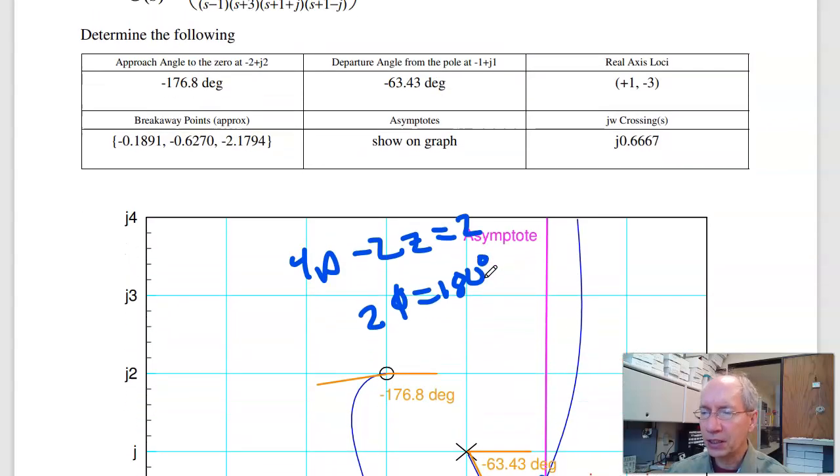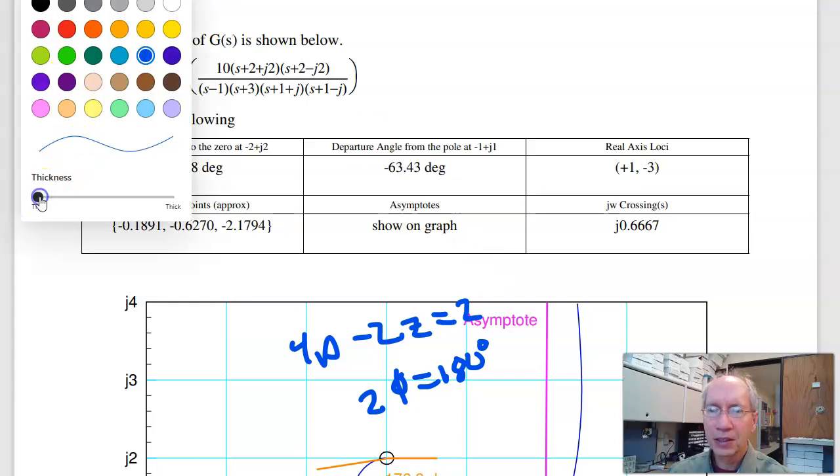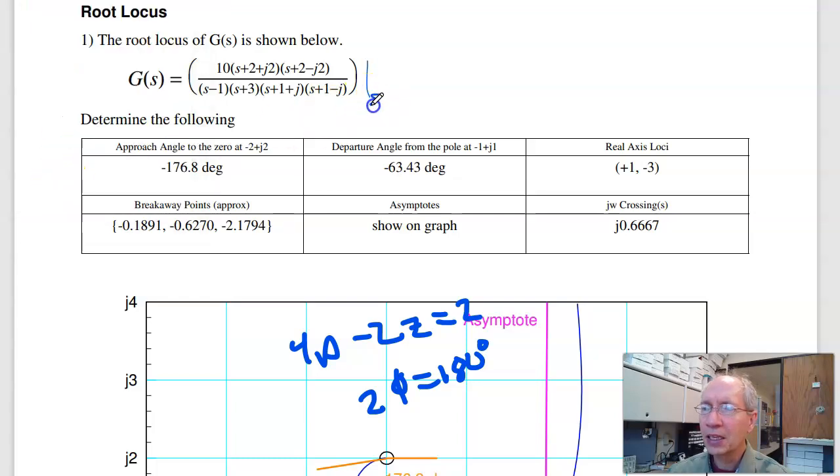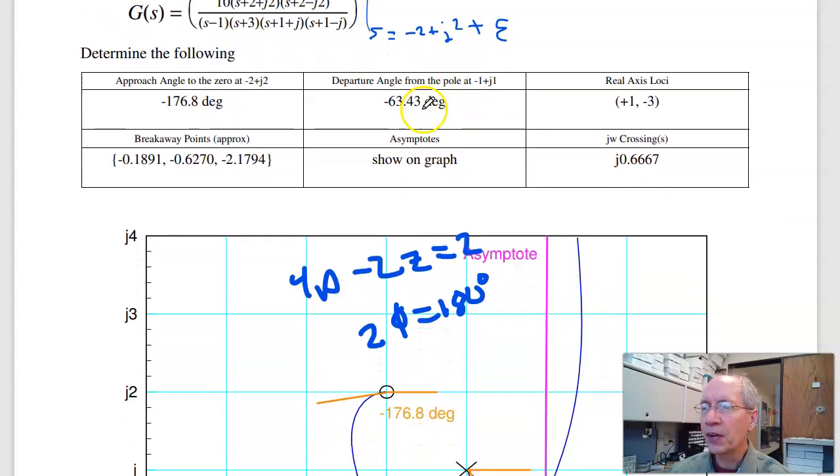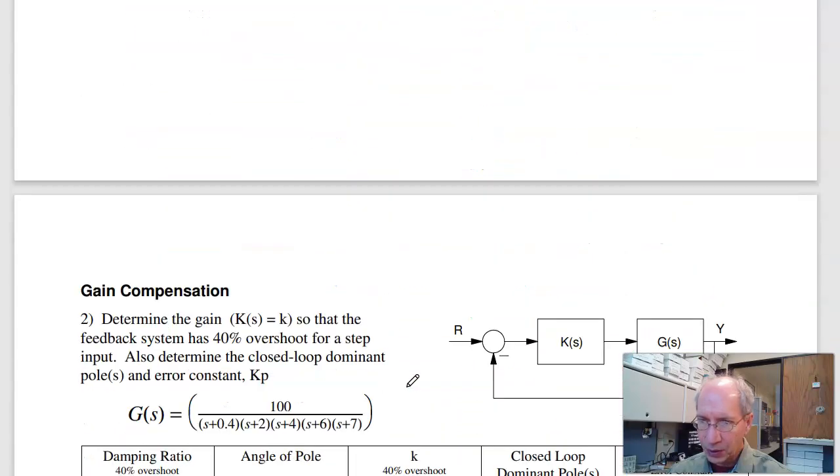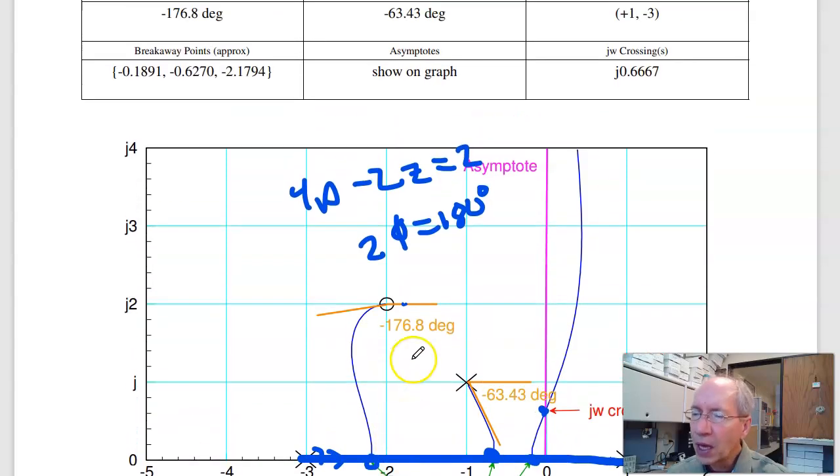Well, the approach angle: evaluate this at s equals -2 plus j2 plus epsilon, like 10 to the -6. Evaluate it, and it's got to come up to 180 degrees. Evaluate this point just to the right. The angles of g of s add up to -3.2 degrees. To get to 180, I've got to subtract another -176.8. That's this angle from 0.